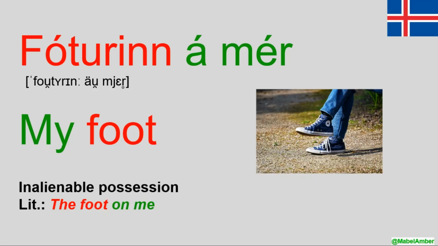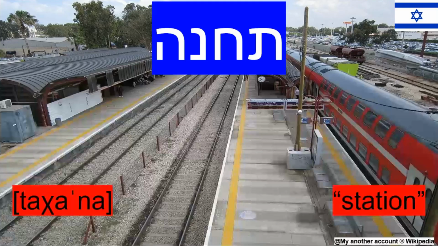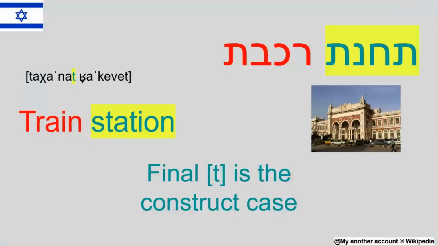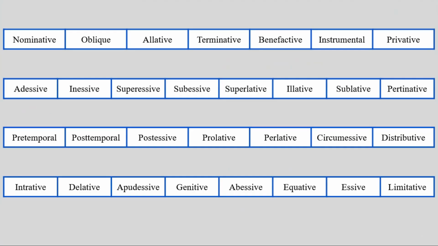However, the possession isn't always indicated on the possessor. In at least Hebrew and Arabic, they have the construct case, which is when the main noun gets inflected while the possessor stays unchanged. For example, the Hebrew and Arabic words for station are respectively tachana and mahatta, while train station is respectively tachanat rakevet and mahattat al-itar. The word for station got inflected, whereas in languages with the genitive, the word for train would have been inflected instead. And now finally we get to the debated type of case, as though the construct case isn't already debated.